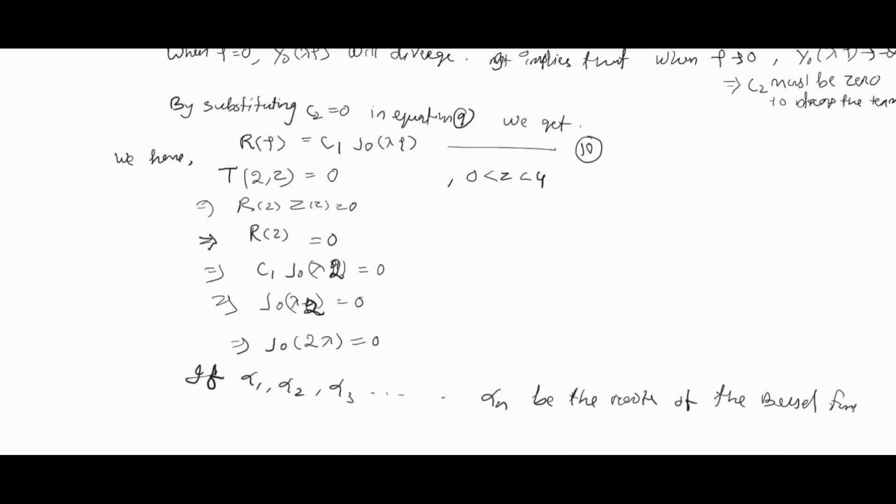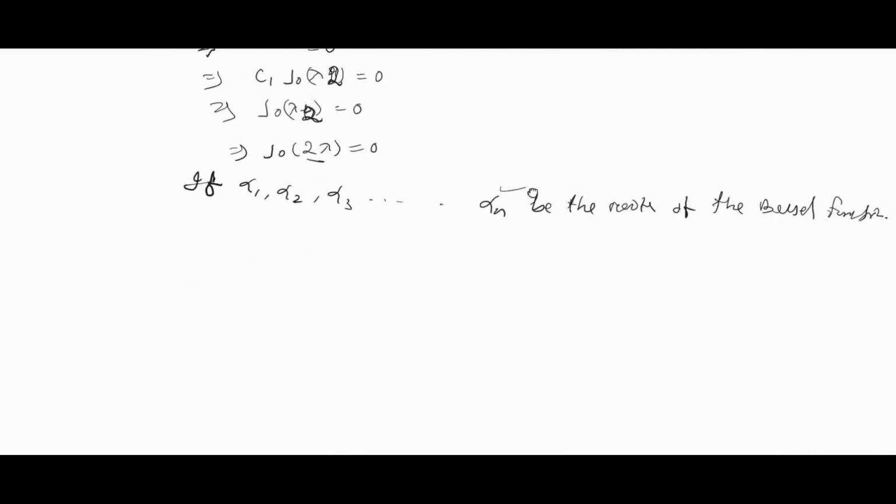if these are all the roots of the Bessel function, then what will it mean? That means let us equate the nth root. So 2 lambda n is equal to alpha n. Equating the nth root, we get, what we will get? Now 2 lambda n is equal to alpha n.